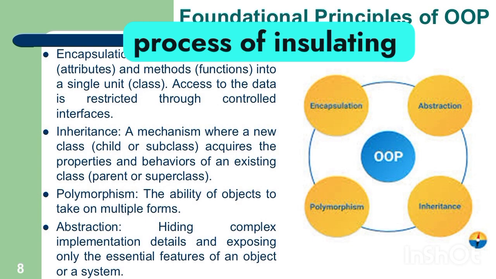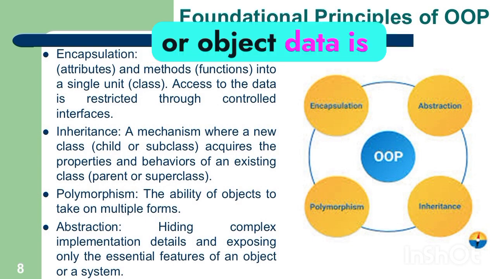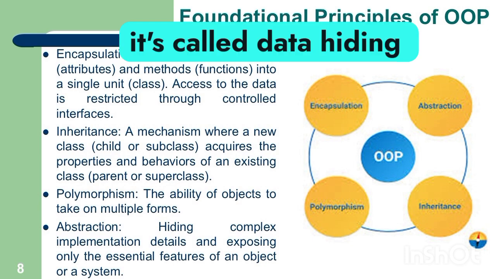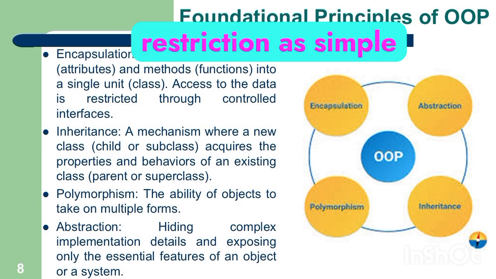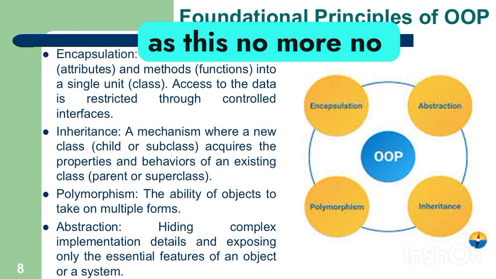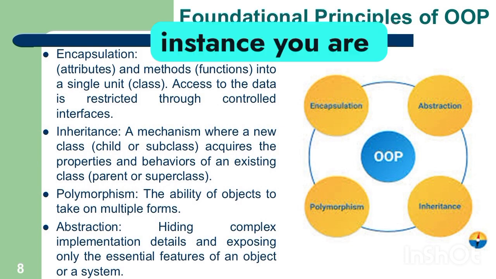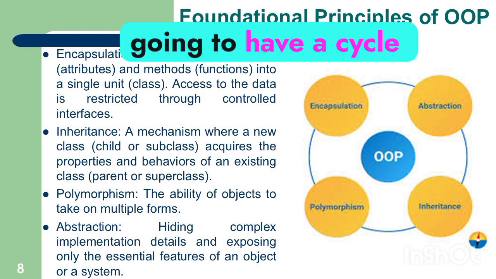The process of insulating object data is called what? It's called data hiding, or information hiding, or data restriction, or information restriction, as simple as this. No more, no less. So let's say, for instance, you are going to have a cycle.